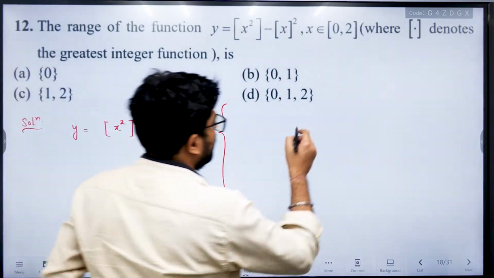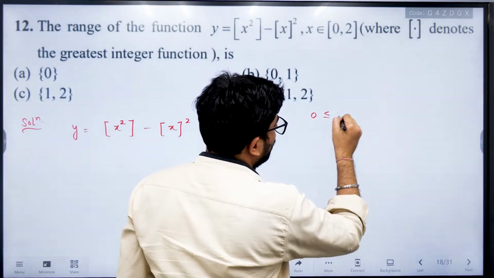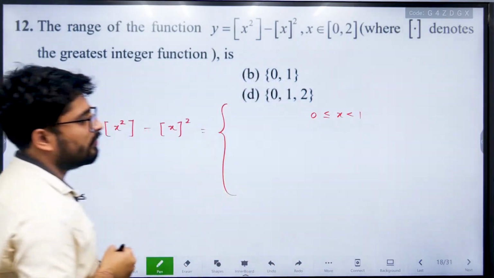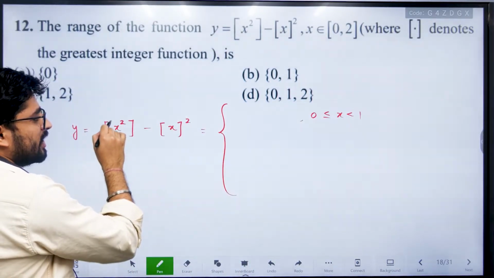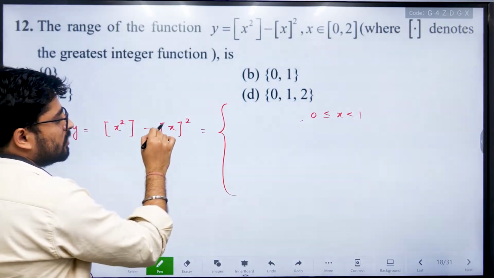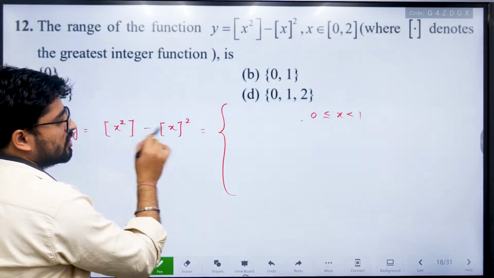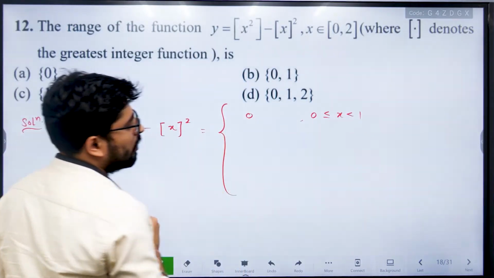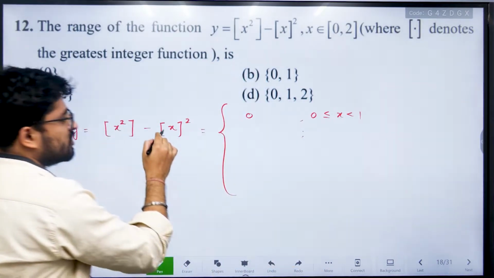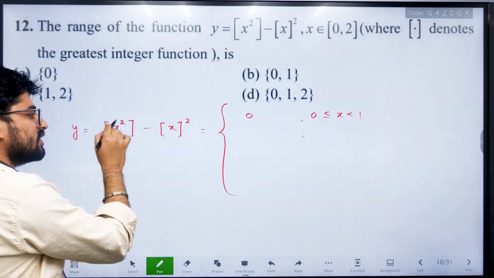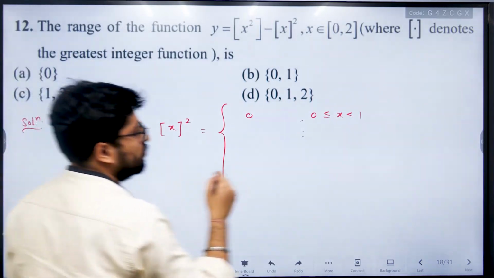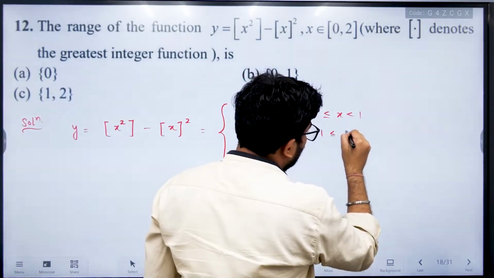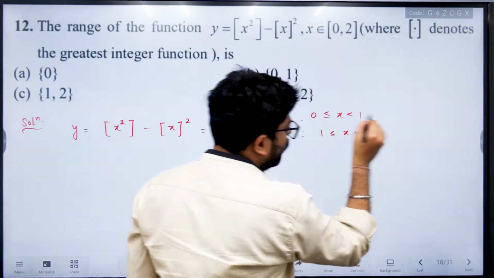Whenever x lies between 0 to 1, the greatest integer of x is 0, 0 square is 0, so 0 minus 0 is 0. Next thing: now it changes its behavior at 2, but this one changes its behavior at root 2, because root 2 square is 2, then this value is 2. So 1 to root 2, open.